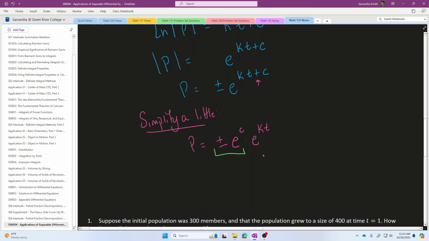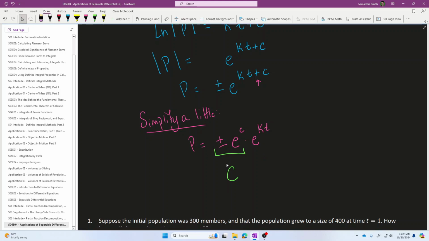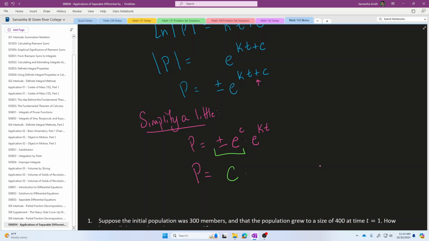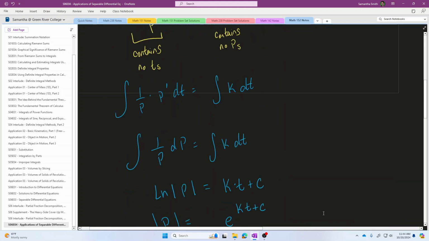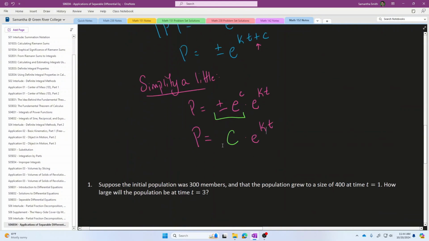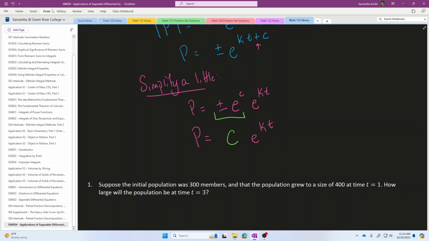So to simplify this expression, I'm just going to rewrite this entire quantity in the front as c. I'm just going to recombine this expression to say the template and the format of all the solutions to this differential equation is p is equal to some constant times e to the power of some other constant times t.